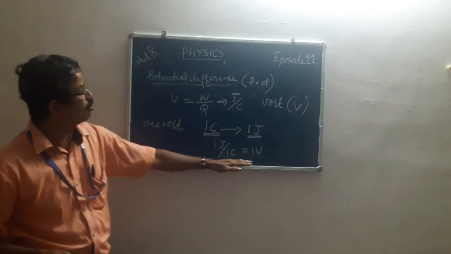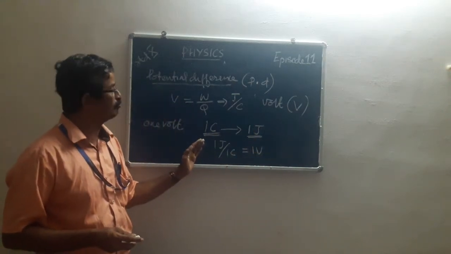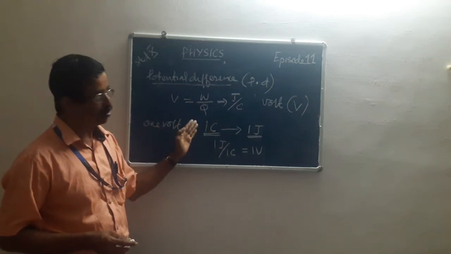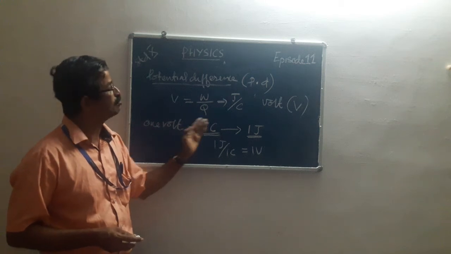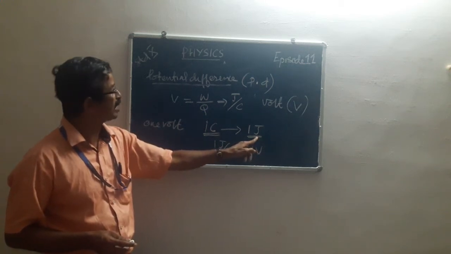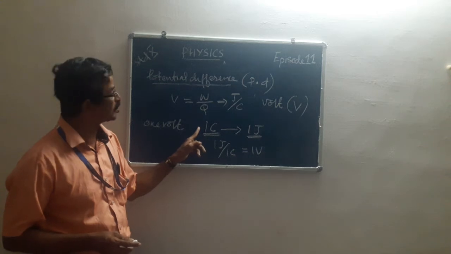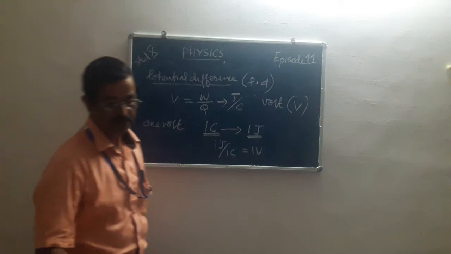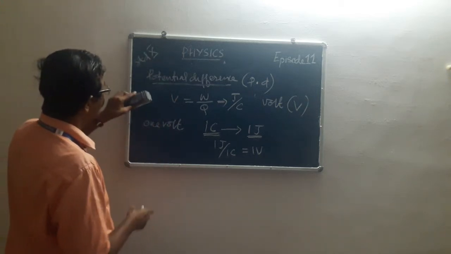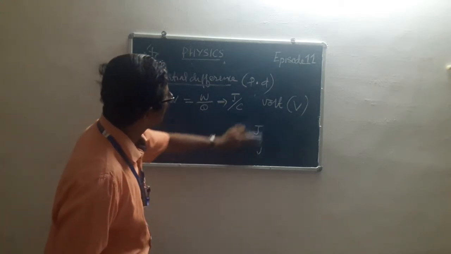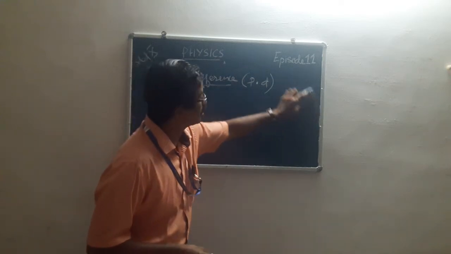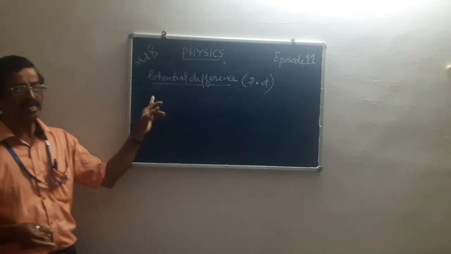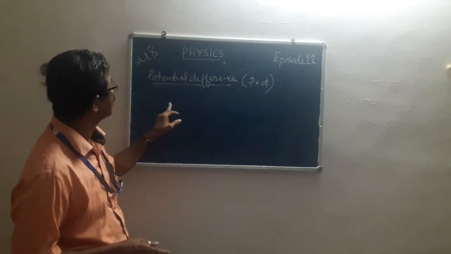So how can we define 1 volt? 1 volt is the potential difference when 1 joule work is done to flow 1 coulomb charge. How much work is done? 1 joule work is done to flow 1 coulomb charge, then the potential difference is 1 volt. Volt is the unit of potential difference, named after Alessandro Volta.